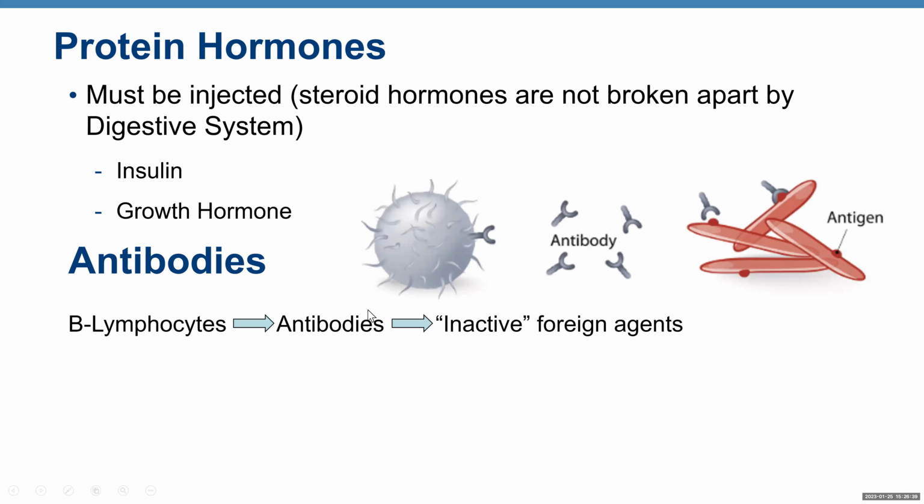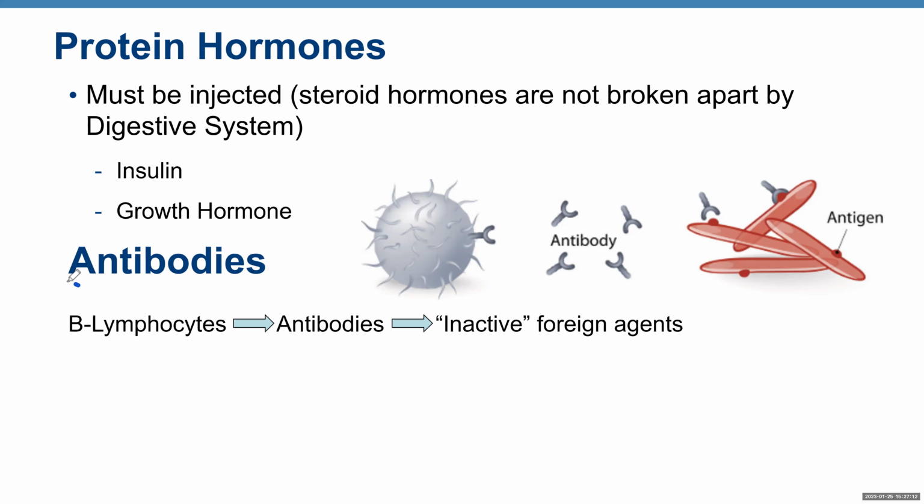Okay, and another example of proteins include protein hormones. All of the protein hormones must be injected. Otherwise, if you just take them orally, you just digest them. Steroid hormones are not broken apart by the digestive system, but protein hormones are. Examples of protein hormones include insulin and growth hormone.